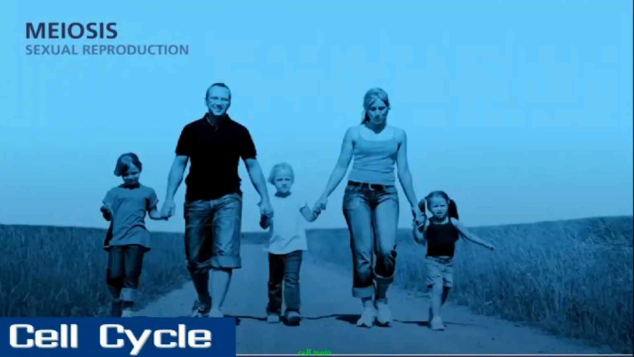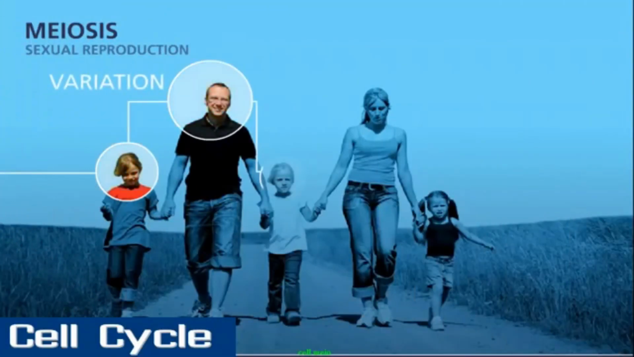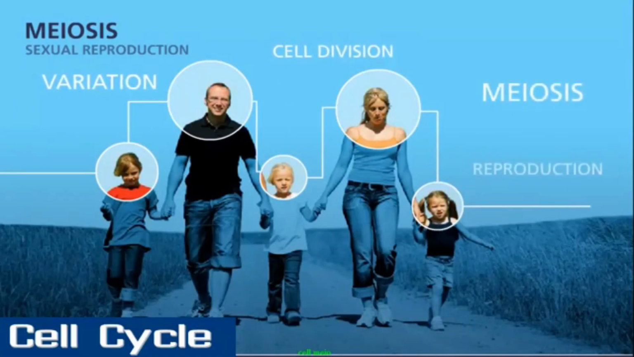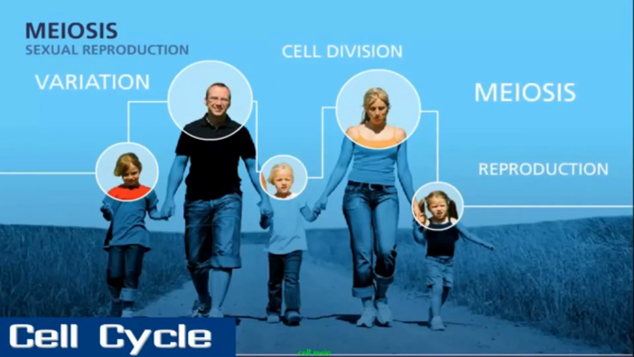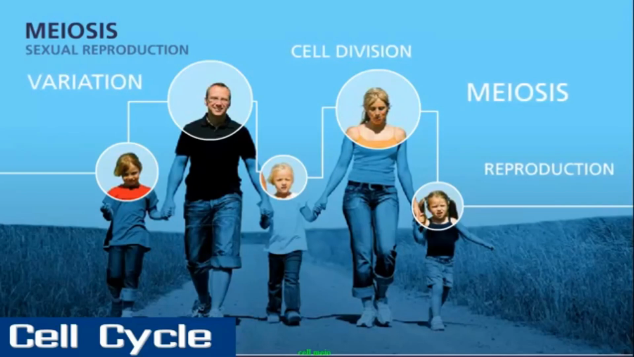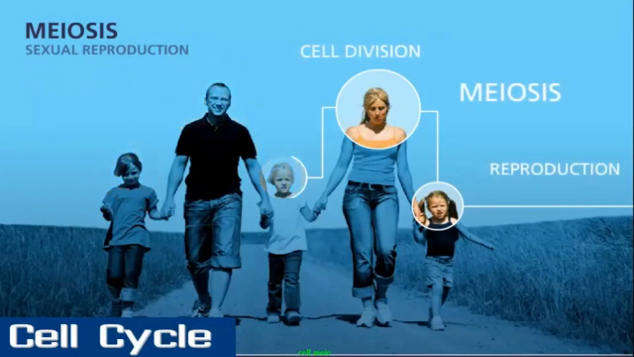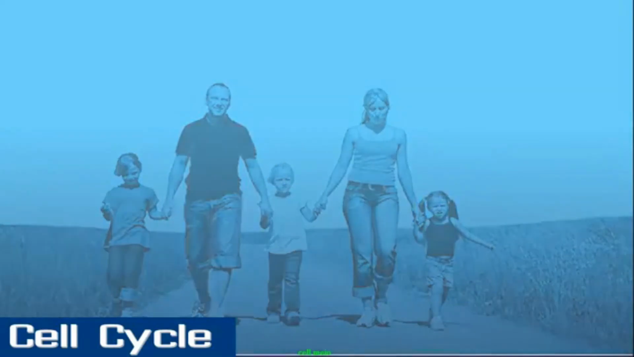Have you ever wondered why children do not look exactly like their parents, or why some siblings look so different from each other? The answer lies in the process of meiosis, which generates the gametes for reproduction.